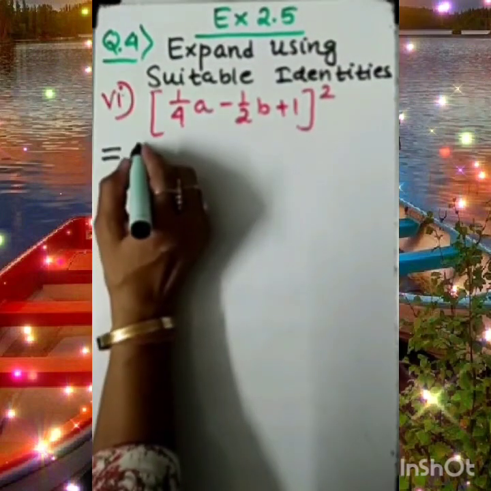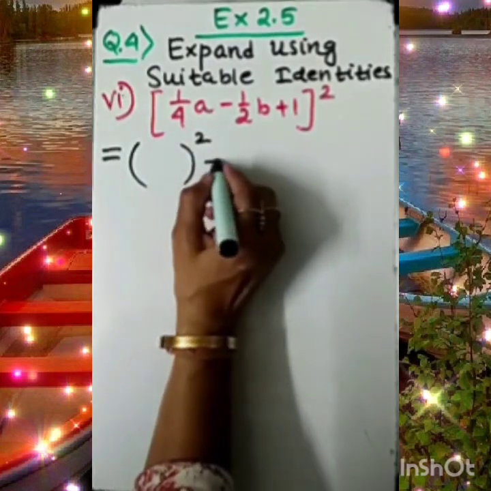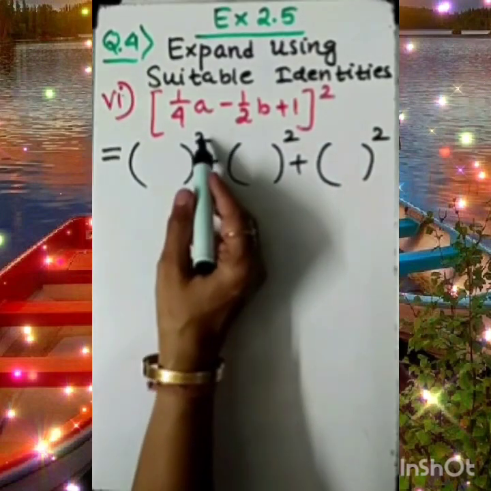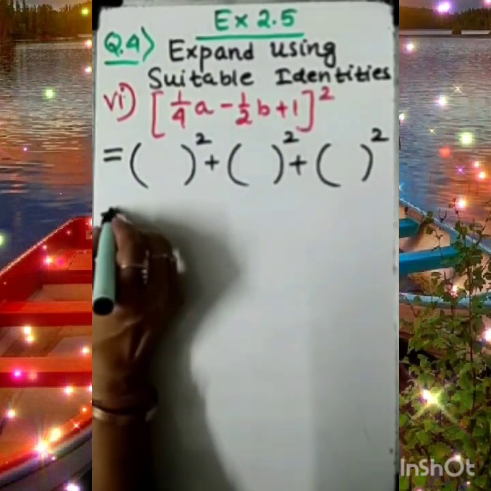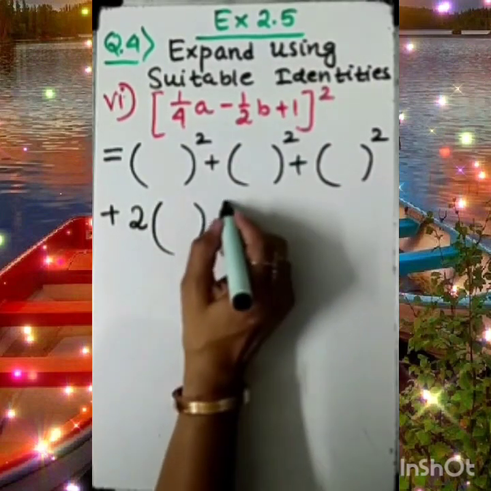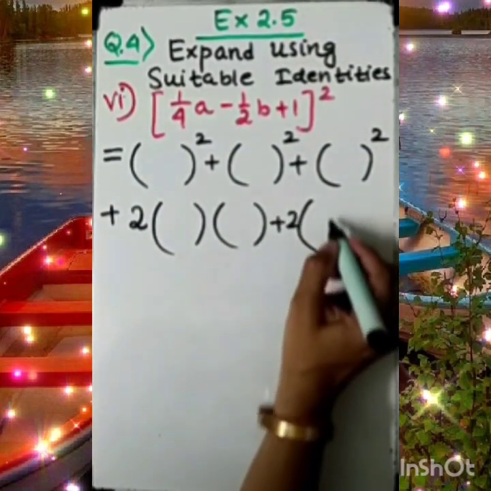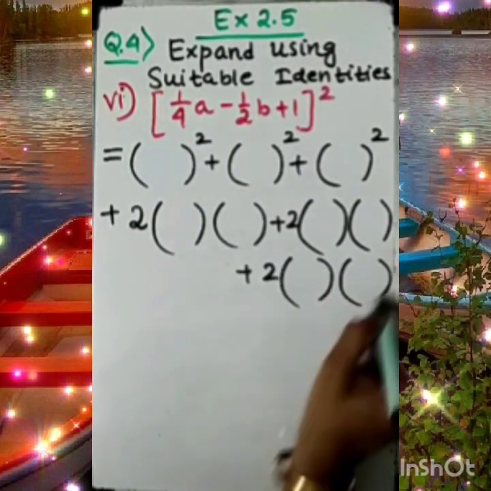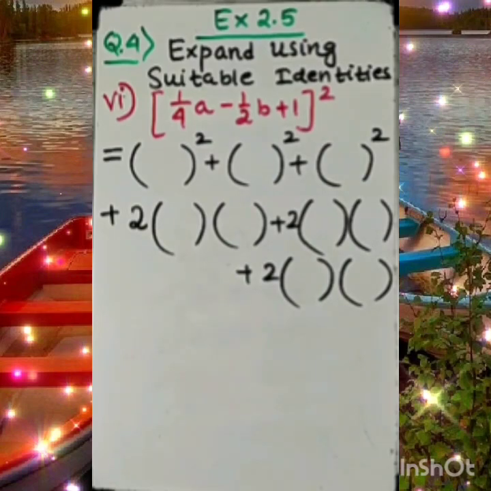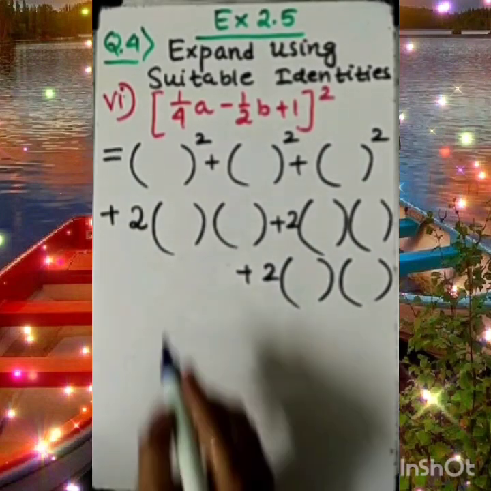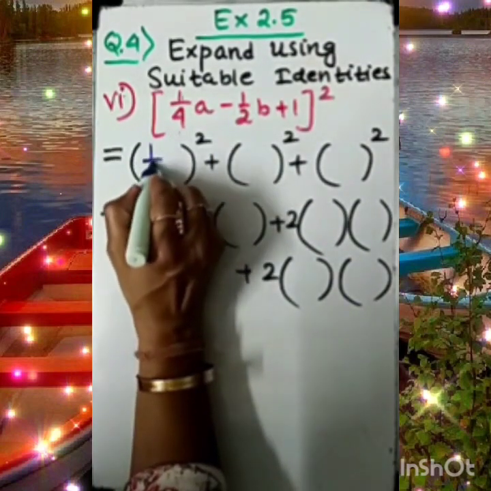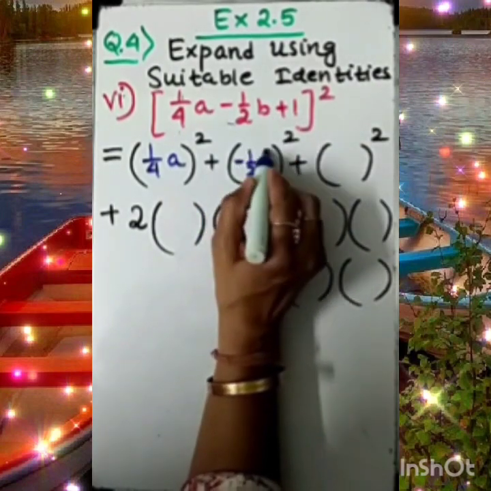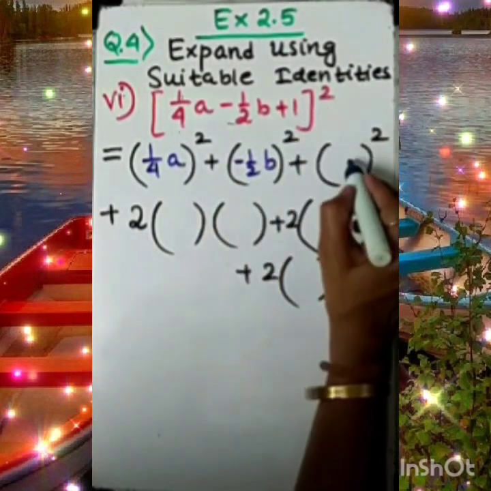So simply, without thinking anything, I am writing first term square, second term square and third term square, that you call x square plus y square plus z square, as you wish. Then 2 into first term second term, 2 into second term third term, and 2 into third term and first term. Simple. Now, what is the first term? Be careful. First term is 1 by 4a. So let me write it here, 1 by 4a. What is the second term, along with the sign? Minus 1 by 2b. What is the third term? That is 1, only 1.